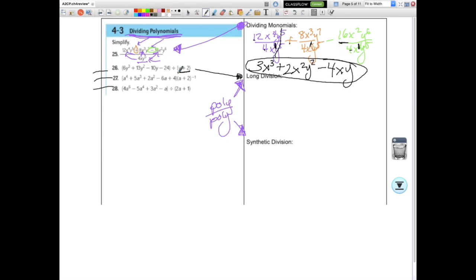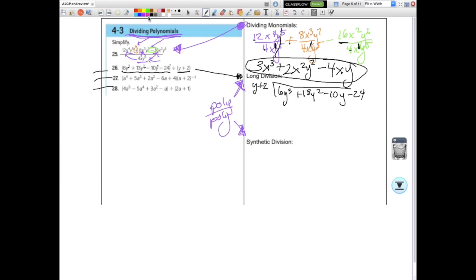Okay, so we're going to take our divisor, we're going to pop it out front, y plus 2. And then inside our division symbol, we're going to rewrite this whole polynomial here, and we need to make sure we have every power included from highest to lowest, and if we don't have a power included, we need to add a filler. So a power of 3, a power of 2, a power of 1, and a power of none. I don't need to add a filler. So I'm just going to rewrite that in here. 6y to the third plus 13y squared minus 10y minus 24.